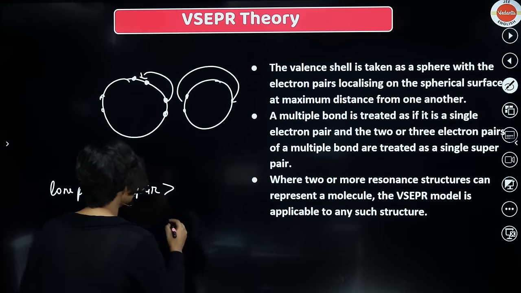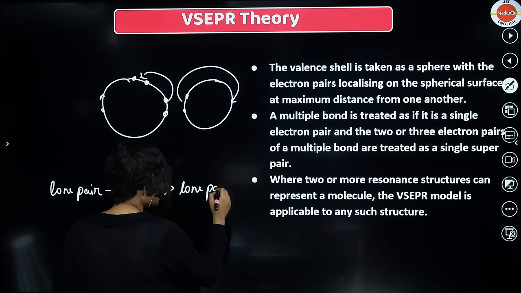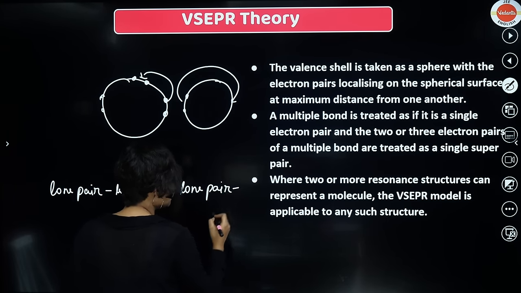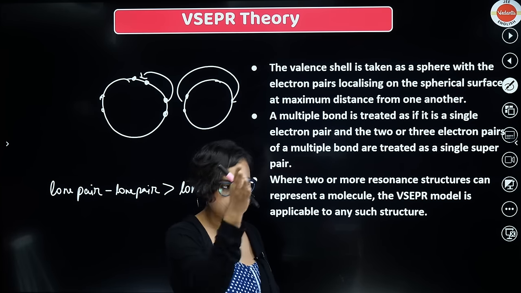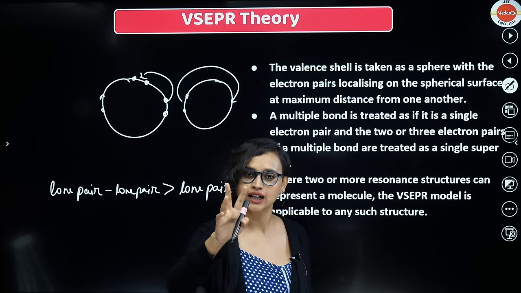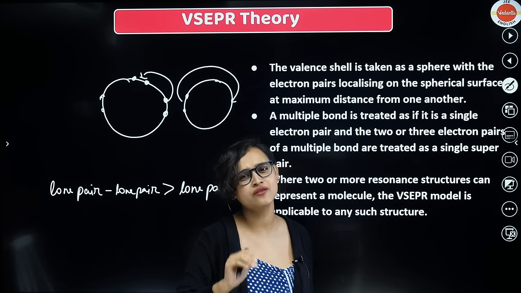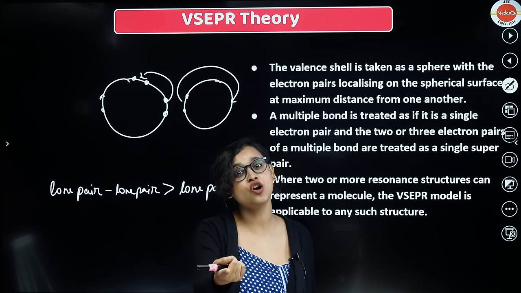But if there is a lone pair and a bond pair, let's say there is a lone pair like you, and there is also a bond pair. Let's say two hostels, a married couple hostel and your hostel where all the single people are there, right? Between them, you will not fight so much. You can also not have fun so much.